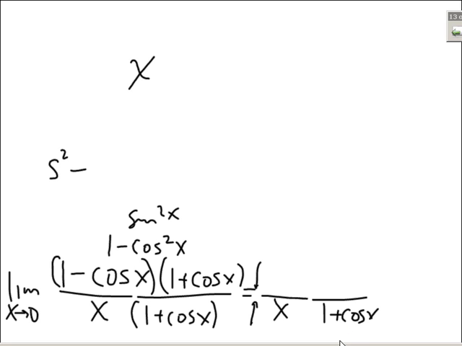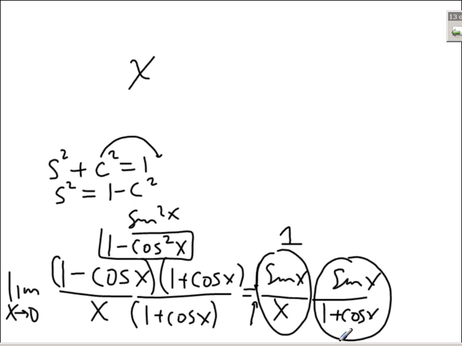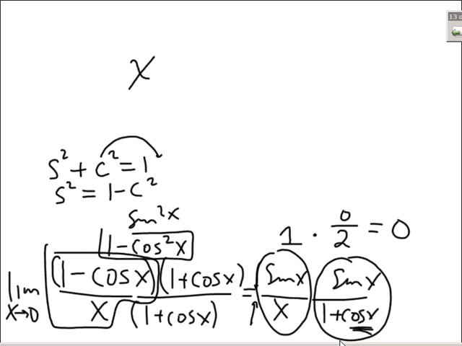Shorthand notation: sine squared theta plus cosine squared theta is 1. Bring this to the other side, and then sine squared theta is 1 minus cosine squared theta. That's just what I said. I'll put one sine x here, and I'll put another sine x here. The limit as x goes to 0 of this is 1. The limit as x goes to 0 of this, well, sine of 0 is 0, and cosine of 0 is 1. You have 1 times 0 over 2, or 0. So even if you didn't remember this, you can still get it. Also, you can use L'Hopital's rule.